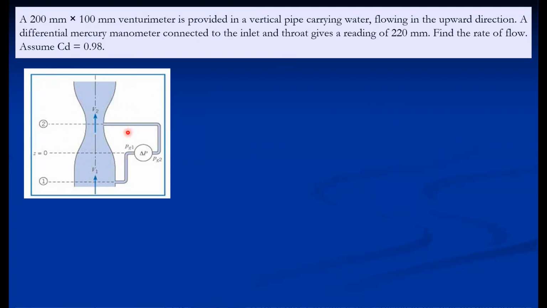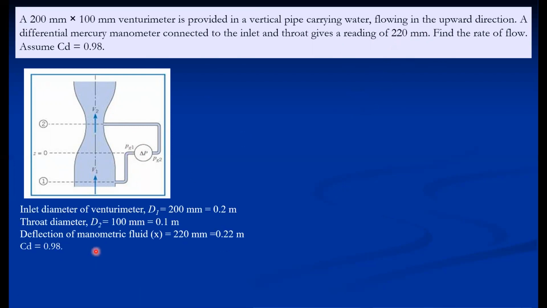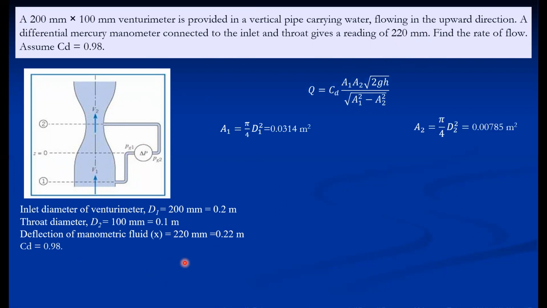A differential mercury manometer is connected to the inlet and the throat. It gives the deflection, that is 200 mm. So the X value is given, deflection of manometric fluid. Find the rate of flow, CD value is given. So again, inlet diameter is given, throat diameter is given, deflection is given. We can write the formula, CD value is directly given. So A1, A2, H value we can directly calculate.